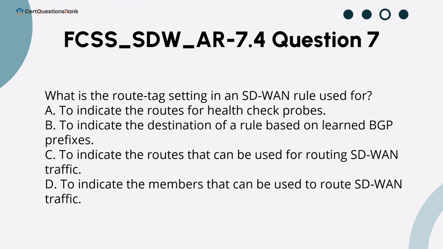What is the root tag setting in an SD-WAN rule used for? A. To indicate the routes for health check probes. B. To indicate the destination of a rule based on learned BGP prefixes. C. To indicate the routes that can be used for routing SD-WAN traffic. D. To indicate the members that can be used to route SD-WAN traffic.